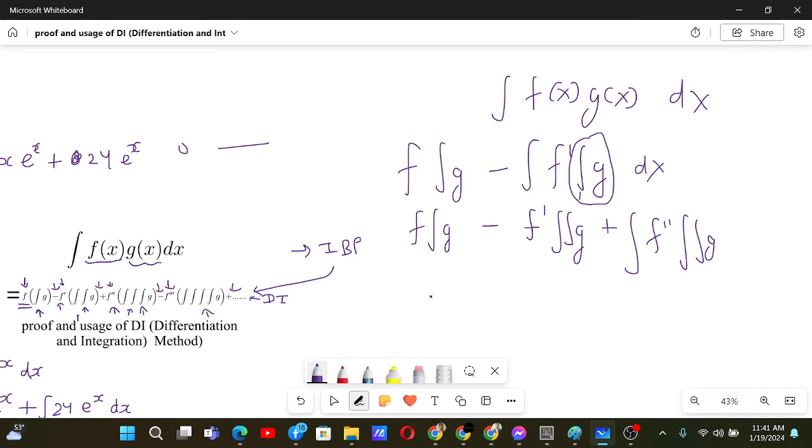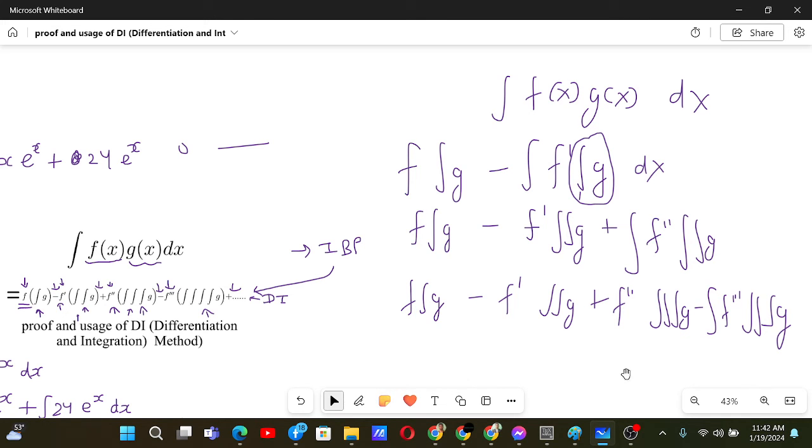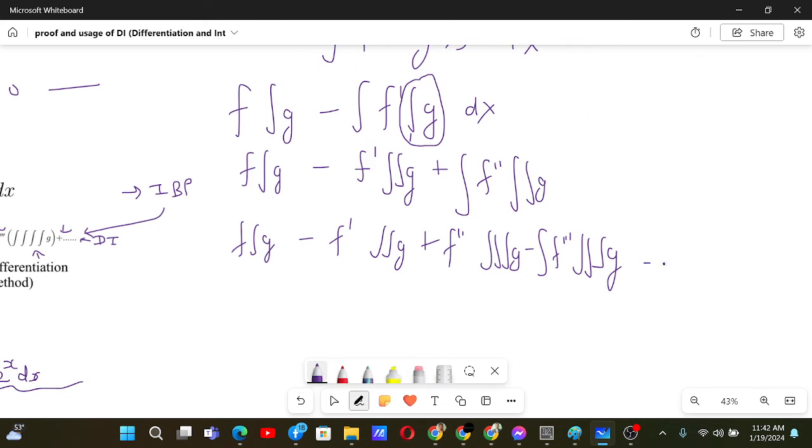Again, minus f' times the integral of g, plus. Now this we write as it is, and now integrate the other thing. The other thing will now be the triple integral, and minus the integral of the derivative of this, which is the triple derivative of f, and integrating this over here gives the triple integral of g. This continues on and on, and that proves the statement: first integral, first derivative, second integral, second derivative, triple integral, and the sign is changing. So this proves the statement of the DI method.